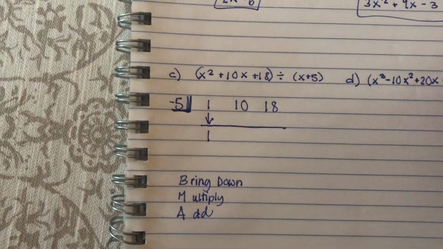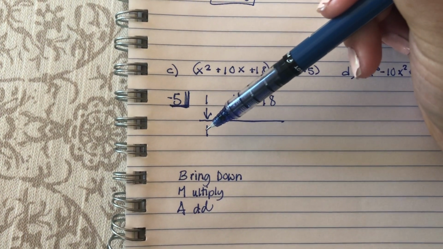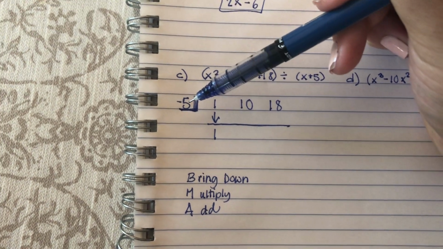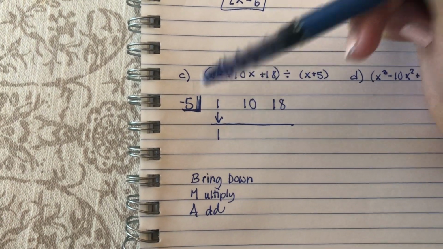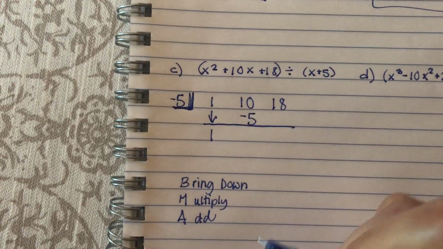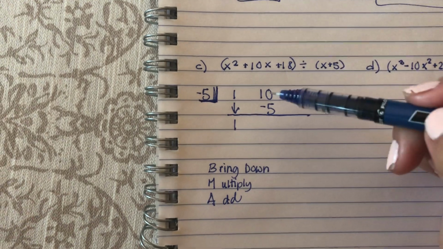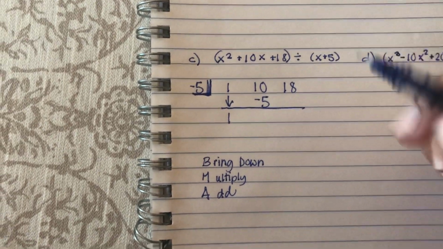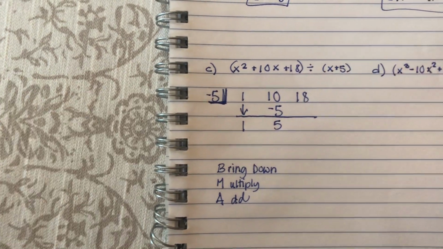Now we're going to multiply. You always multiply what you bring down with the number in the division box. So 1 times negative 5 is negative 5, and now you add. Well, technically we're subtracting, but 10 plus negative 5 is the same as 10 minus 5, which is 5. Bring it below.